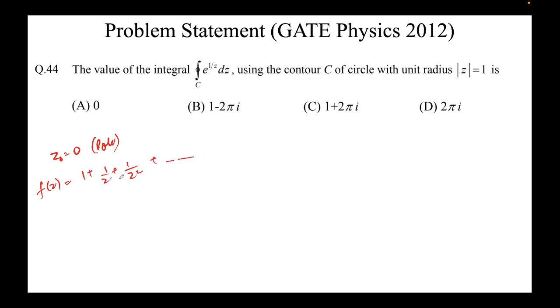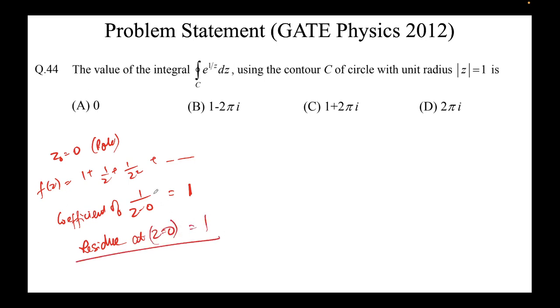So now we wrote the expansion. Now finally, we try to find the coefficient of the 1 over z minus z naught term. So the coefficient of 1 over z minus z naught, 1 over z minus 0. So the coefficient of 1 over z is nothing but 1. So this means the residue at z equal to 0 is coming out to be 1. And note that there is only one pole. This is a higher order pole, but there is only one pole. So the coefficient is coming out to be 1.